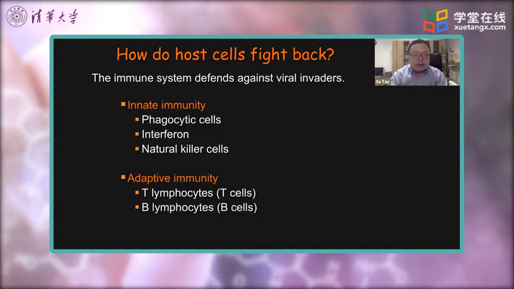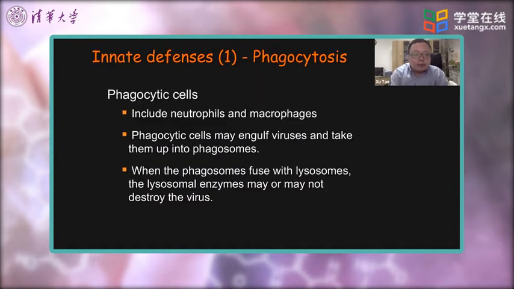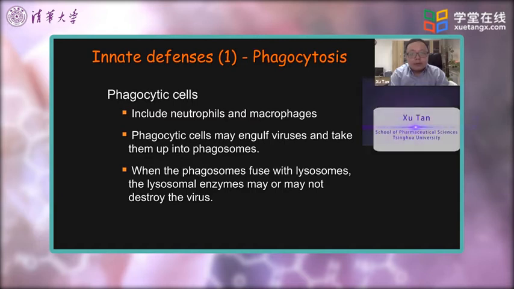We also have the adaptive immune system. The T lymphocytes are responsible for the cell-mediated adaptive immune response. We also have the B lymphocytes, responsible for the mainly antibody-based adaptive immune response. Innate defenses are not specific, but they are the first line of defense. They're very fast, and they provide the first defense against either virus infection or other microbes.